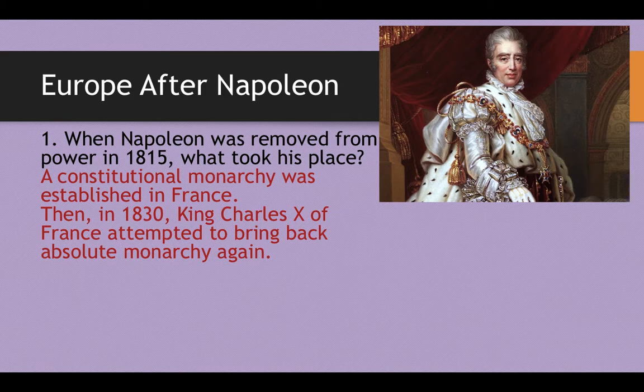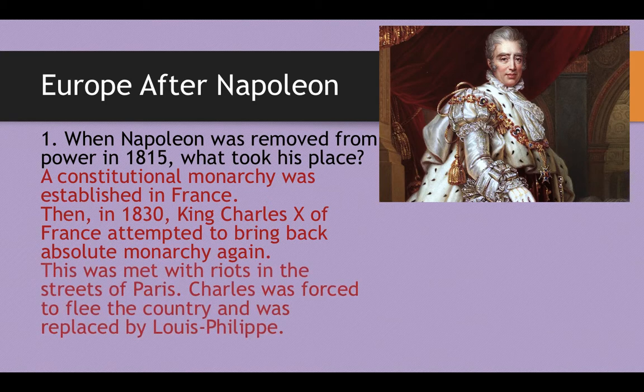He said, okay, I'm not sure about this whole constitutional monarchy thing. We've been doing it for the past 15 years. Basically, I want more power, he said. I want to have as much power as Napoleon had. I want to have as much power as King Louis XVI had. I want to have as much power as King Louis XIV, the Sun King, had, all right? So King Charles X of France tried to bring back absolute monarchy again.